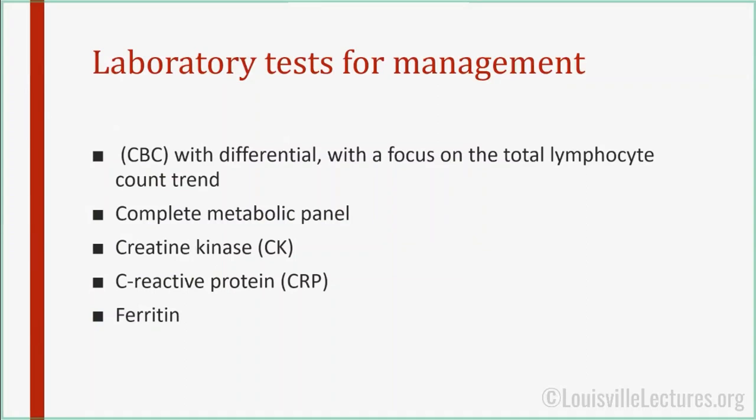Now, some of the laboratory tests that are used and monitored. Initially, CBC with differential, with a focus on the total leukocyte count trend. These patients do tend to present with lymphopenia, so it's recommended to check their total lymphocyte count. In addition, note the complete metabolic panel, their CK levels, creatine kinase, along with CRP levels and ferritin. Those last two are acute phase reactants, and noting their trends can help you ascertain how they're doing clinically.